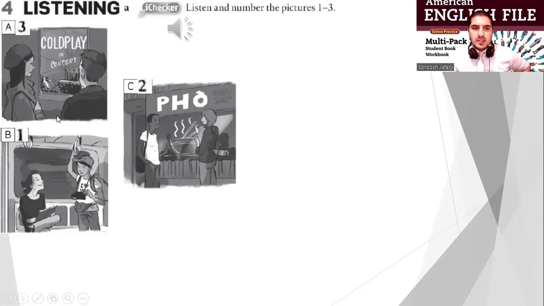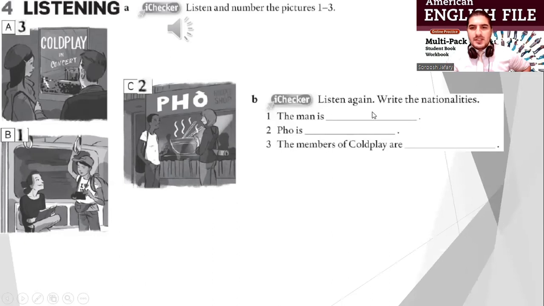Okay, well done. These are the answers, number 1, 2, and 3. Now, listen again, write the nationalities. The nationality of the man, of pho, the members of Coldplay. Where are they from? Listen again, write the nationalities.